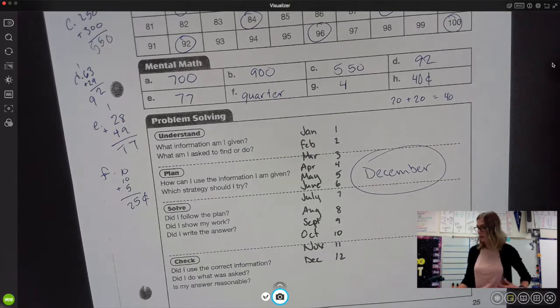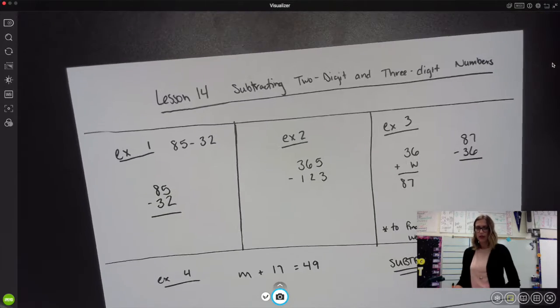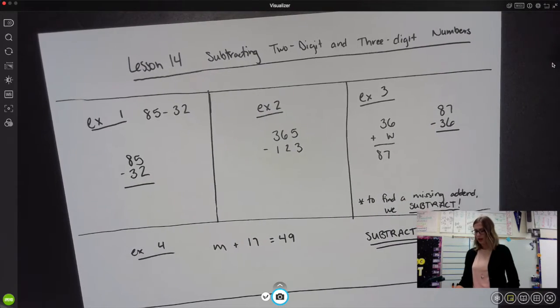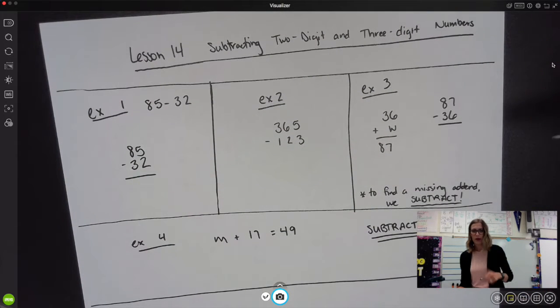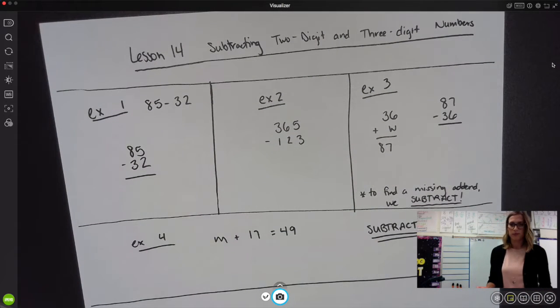You are all powered up and ready to go for lesson 14. Go ahead and flip it over. Keep your math book open. We're on page 83. We'll go over subtracting 2-digit and 3-digit numbers. Let me get up to my whiteboard and we'll get going on our examples.